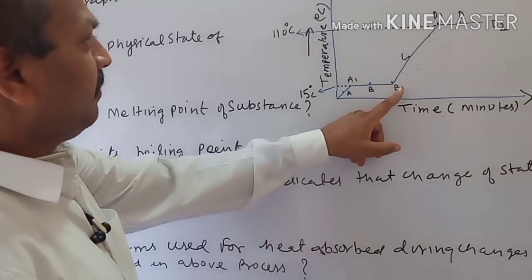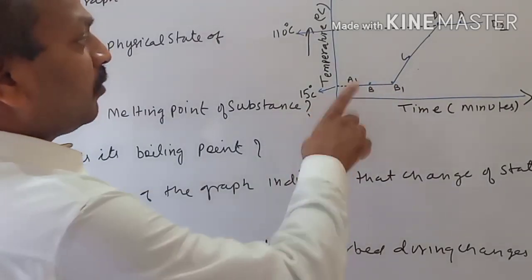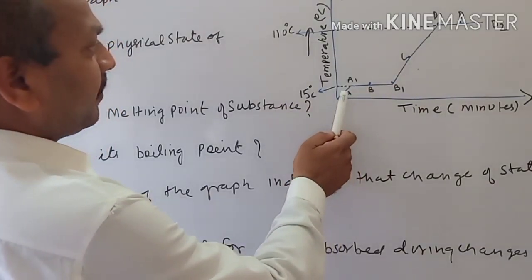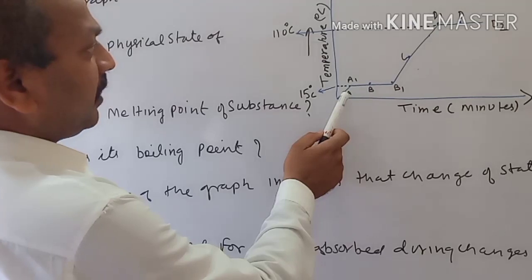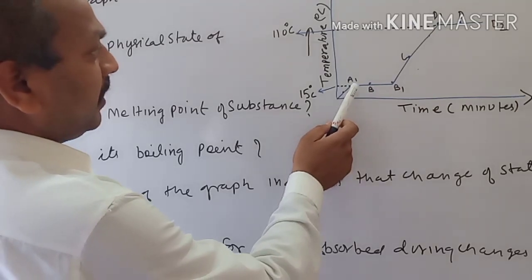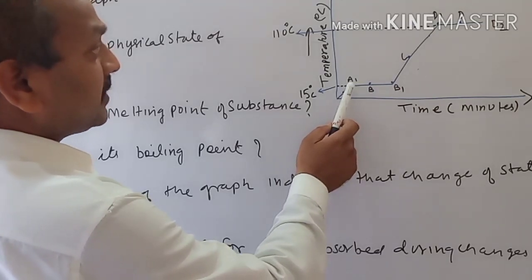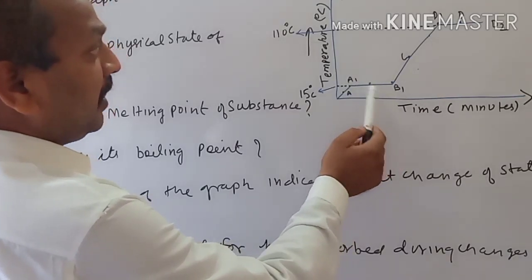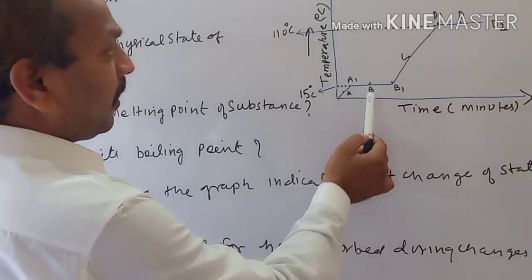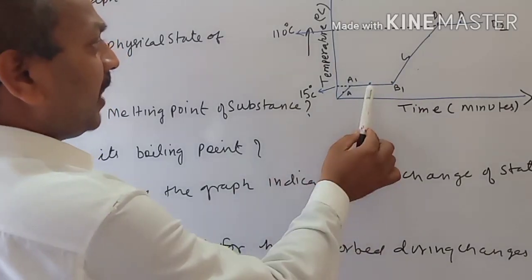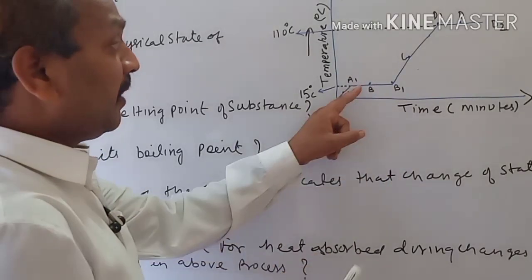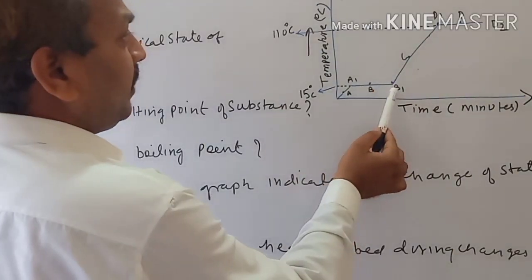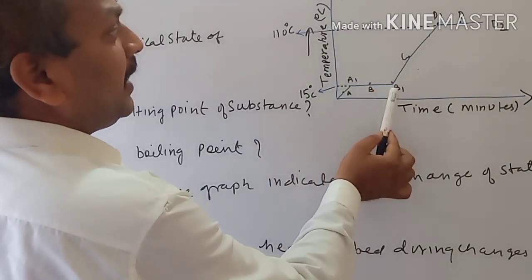A1 to B1. This is a process where there is no change in the temperature. So point number 1, this is A. This A dot indicates it is a solid. Here is the state where the solid is going to convert into liquid. Now this is the B point. At this point it may be solid or liquid. Alright, now at B1 point it is completely liquid.